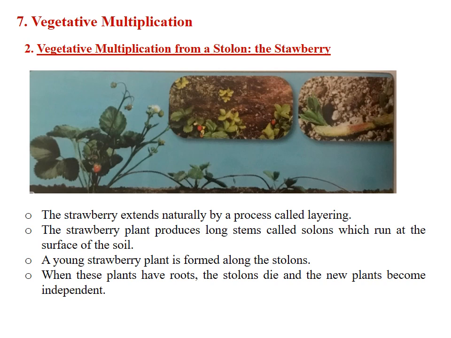Now, let's see the vegetative multiplication from a stolon, and as an example here, we are going to talk about the strawberry. The strawberry extends naturally by a process called layering. What is layering? Layering is a natural or artificial technique which permits multiplying a plant by planting a part of the stem. The strawberry plant produces long stems called stolons which run at the surface of the soil. A young strawberry plant is formed along the stolons. When these plants have roots, the stolons die and the new plants become independent.